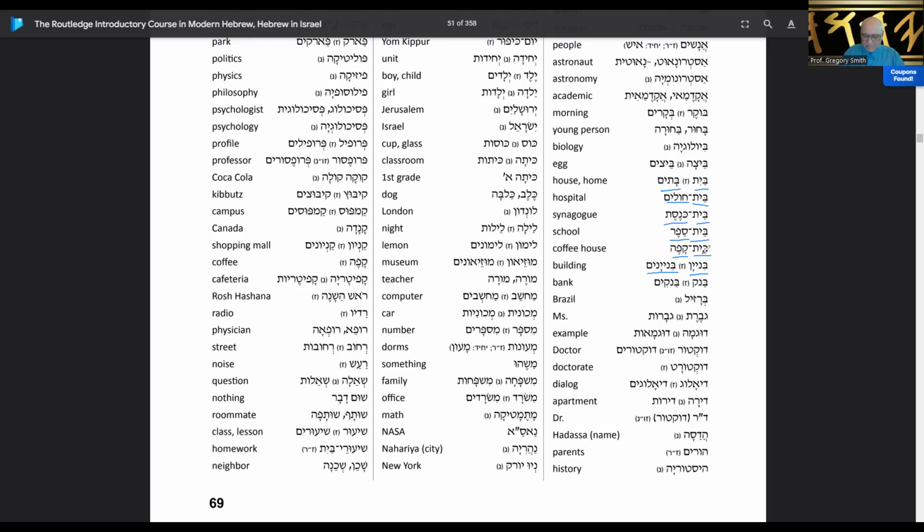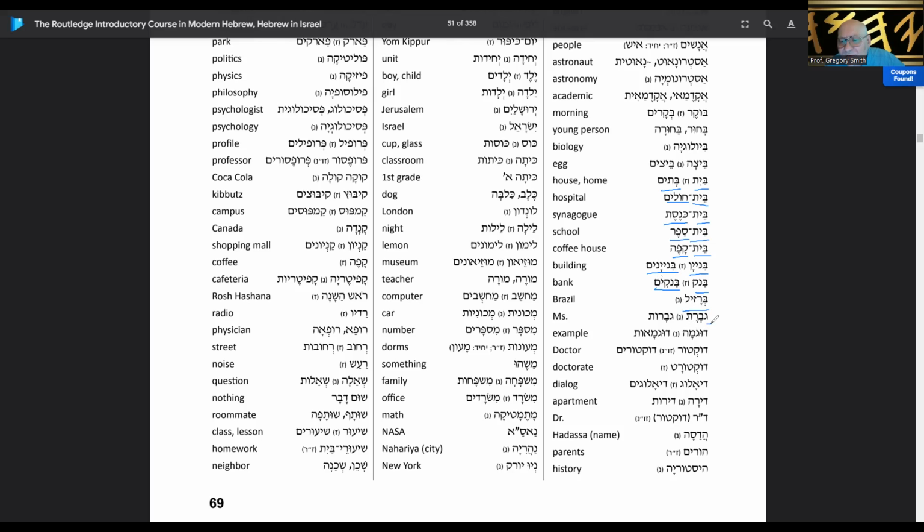Binyanim, which is buildings. That Binyanim is also the same word that you use for those seven variations of Hebrew words. It's called a binyan. Binyanim, that's right. Look at this, bankim, banks. That's just a transliteration.